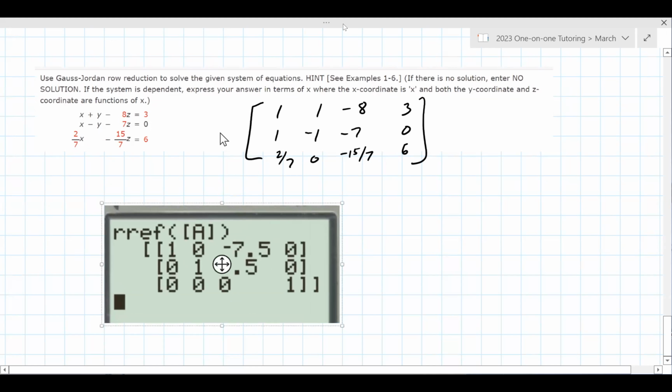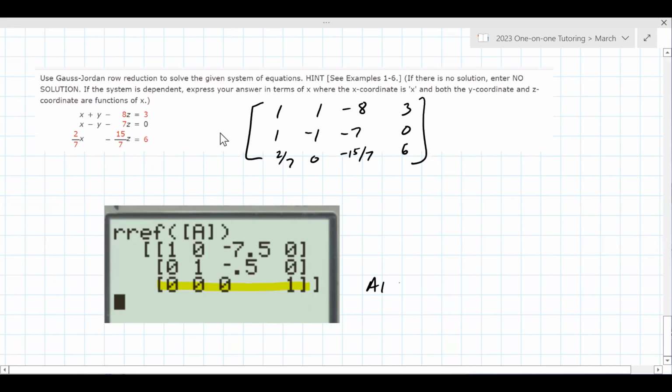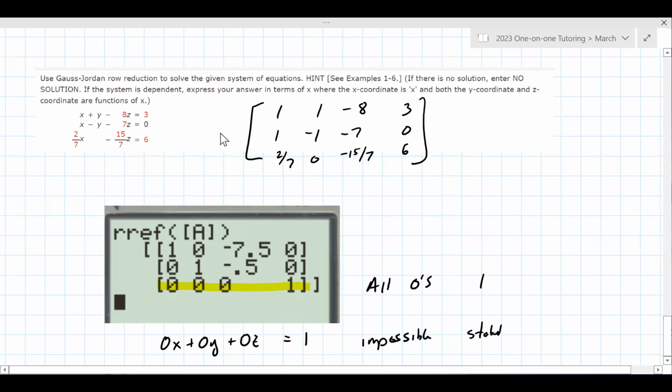So focusing on the last row here, all zeros and a 1. That's really important. All zeros followed by a 1. So what that means is 0x plus 0y plus 0z equals 1. This is an impossible statement. So that's why there's no solution. So if you see a row of zeros followed by a 1, that means there's no solution.